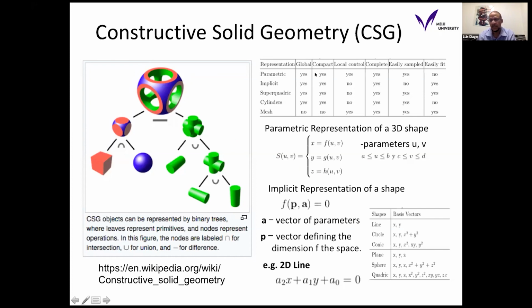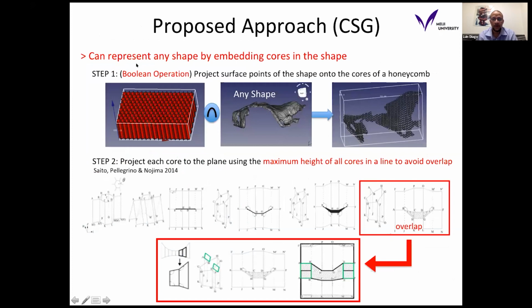The representation can be different, including parametric and implicit, so different forms of representation of the shapes which can be combined. In our approach, we try to remove this distinction by using two equations, and we can represent any shape. Once we have the shape, we can make some intersection with the uniform honeycomb, which is adapted to the bounding box of this shape.